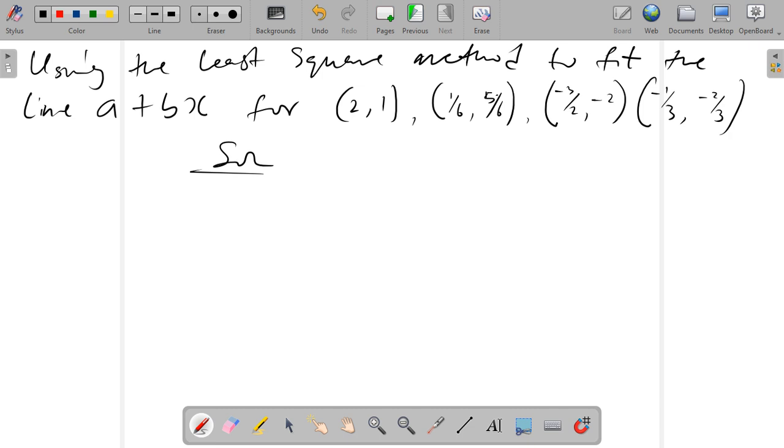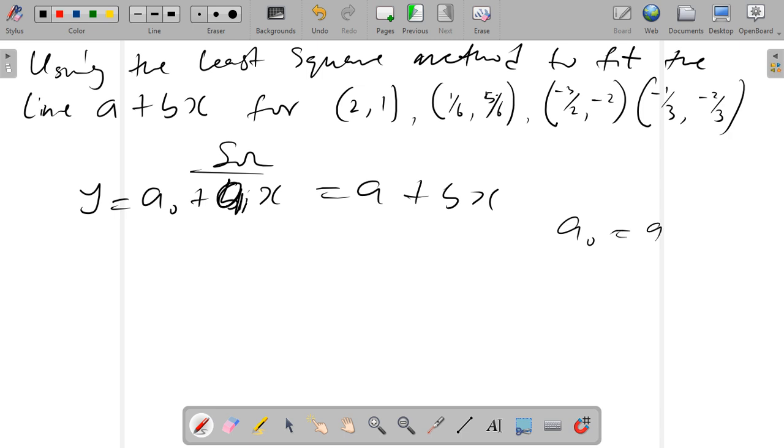So if you remember that your y is equal to a0 plus a1x, it is written as a plus bx. So that means they replace a0 with a and then replace a1 with b. So they use a0 as a and they use a1 as b. So it's the same thing, nothing has changed.